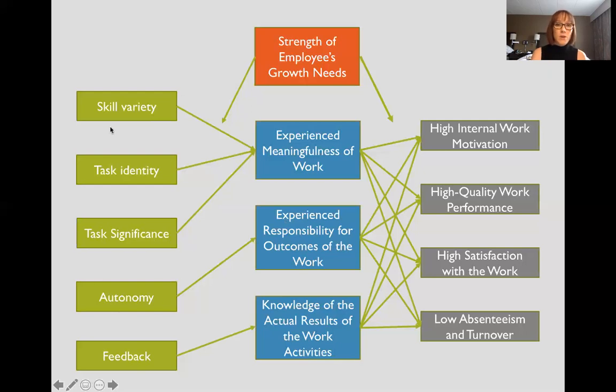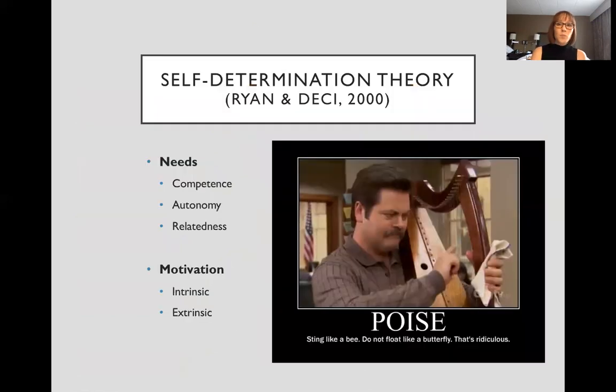Can't really change skill variety. This job is always going to be boring in terms of the skills that you would use in it. But maybe we can change task significance. We can make it more apparent that they are having a positive impact on people, or give them more autonomy in how they do what they do. So just one way that we could apply some of these theories in reality.